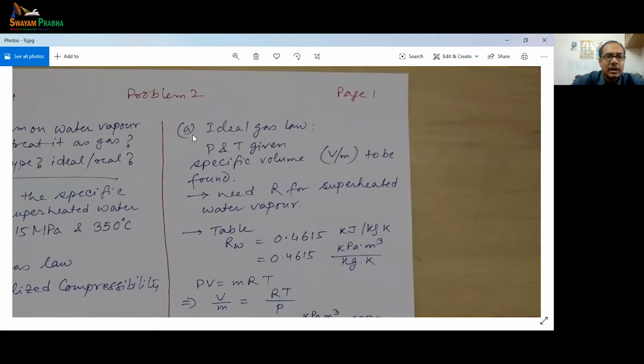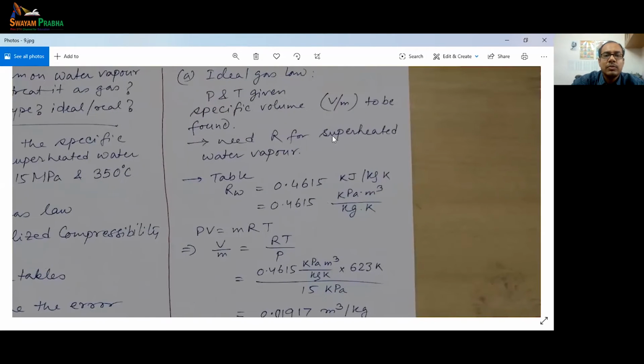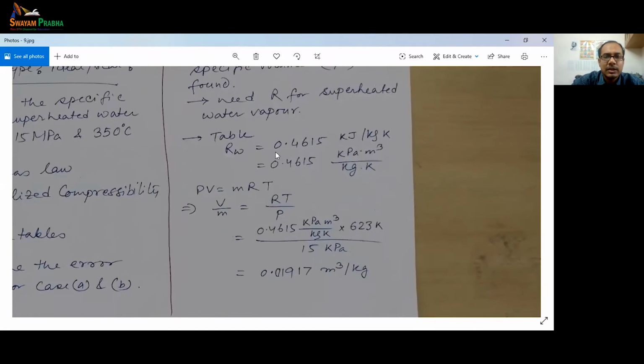Ideal gas law we can apply. Ideal gas law is the first one. So pressure and temperature are given, and the specific volume, which is volume divided by mass, is to be found. So we need to find R, the gas constant for superheated water vapor, right? So let's go to the table and find the value for water vapor.